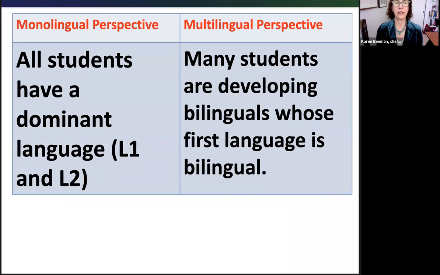We then have to really get to know students across their two languages. So what does the monolingual and multilingual perspective mean? So I'm juxtaposing these two perspectives. And many of us were trained to think of language programs using the monolingual perspective, the example on the left. And this first example that I'm going to share with you establishes the fact that all students have a dominant language, an L1 and an L2. And this comes from the research on sequential bilinguals, which is the research we used when we started our language programs in the United States. And for the students who are sequential bilinguals, this works really, really well. But the question is, where do simultaneous bilinguals fit? And that's where the field is changing.